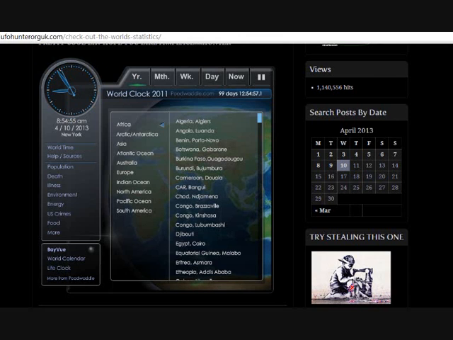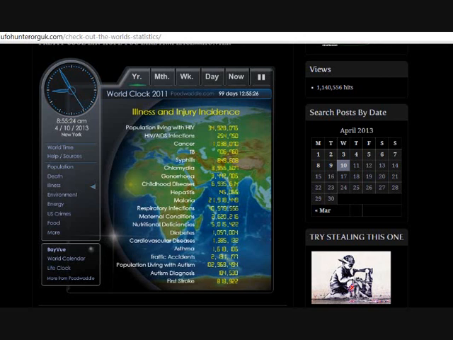So on this clock here, you can check the world time, you can check population, deaths, illnesses, environment, energy, US crime, food and more. There's also a calendar, life clock and other things you can do on there. You can check it for the year, the month, the week, the day and for now. The one I'm interested in and going to show you today is illness. So if we click on illness, I'm going to make it for now.